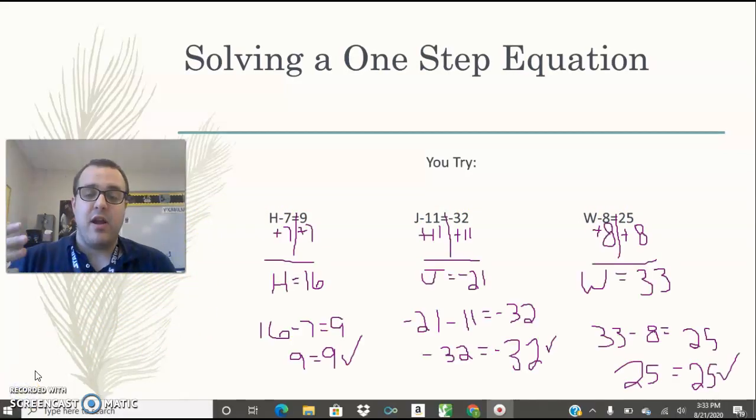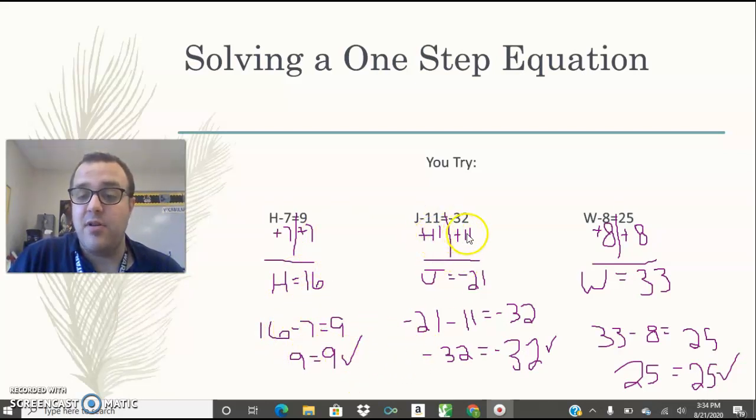All right, and here we have our answers. So let's look. For the first one, I added 7 to both sides. I got that h equaled 16. Double checked it. 16 minus 7 does equal 9. I'm good to go. For this one, I added 11 to both sides. Negative 32 plus 11. Different signs subtract. 32 minus 11 is 21. And then I keep the sign of the higher number, so it's negative 21. Checked it. Negative 32 equals negative 32.